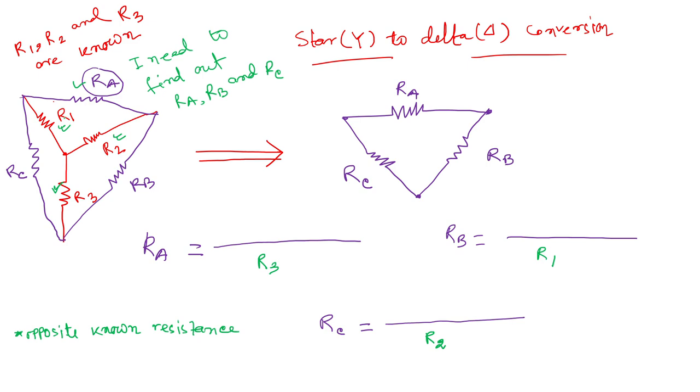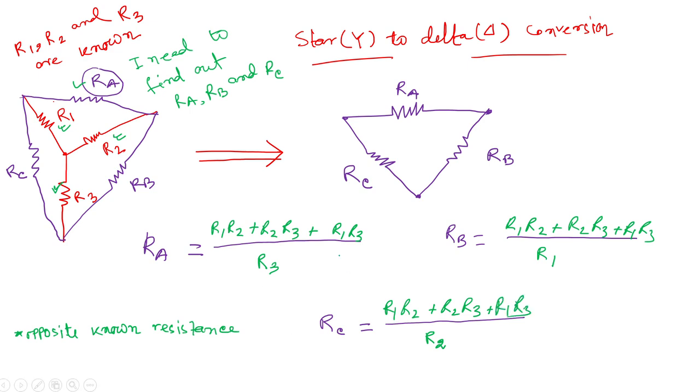See, these three R1, R2, R3 are known. So the numerator will be the same for all these three, RA, RB, RC. What will it be? R1 into R2 plus R2 into R3 plus R1 into R3. This is the same for all. Similarly, here also R1 into R2 plus R2 into R3 plus R1 into R3. Okay, so this will be star to delta conversion.